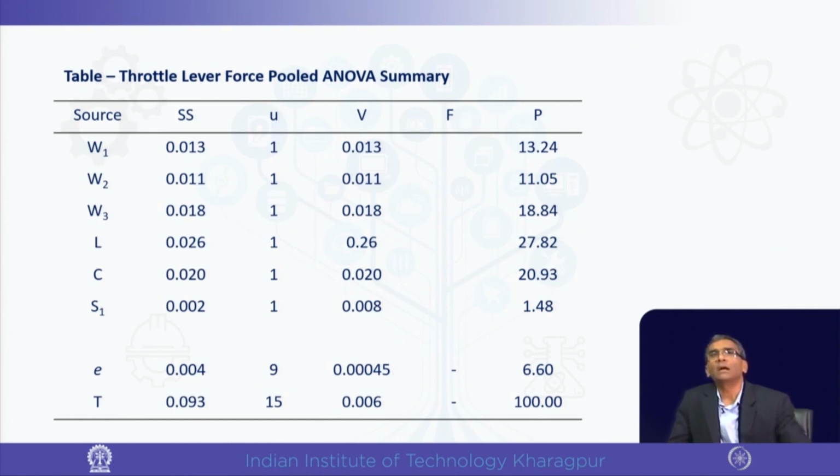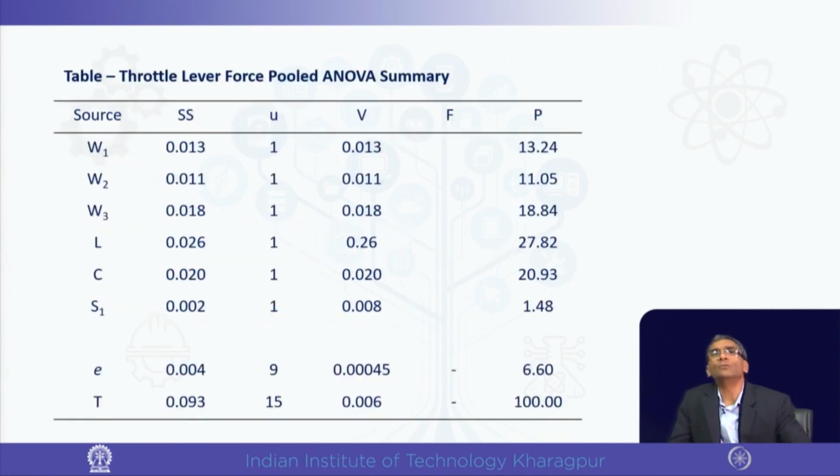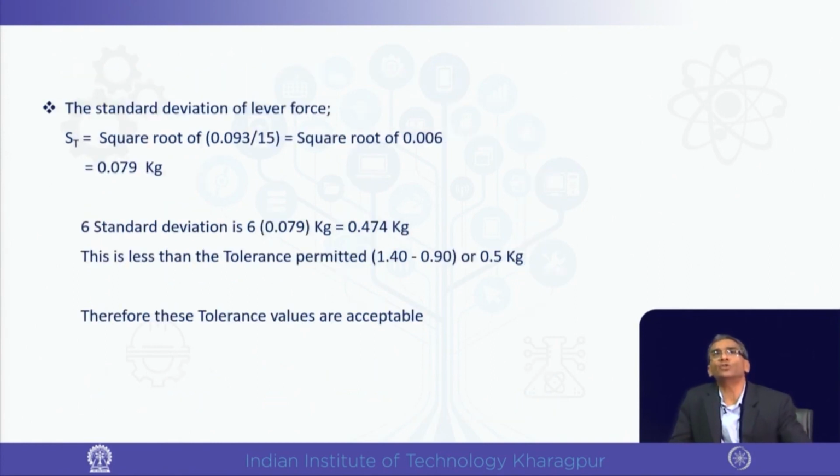Now again, the percentage contribution etcetera is recalculated, which you see in the last column. This would now require us to find the standard deviation, the square root of the variance, which is 0.093 divided by 15. Here we can see the total sum of squares is 0.093 by 15, and 6 standard deviation is therefore 0.474 kg. Now, we have to examine whether it is meeting the specified tolerance range, which is 0.5 kg, 1.4 minus 0.9. We see that it is meeting it. 0.5 kg is the requirement and it is giving 0.474 kg. Therefore, these tolerance values are acceptable.